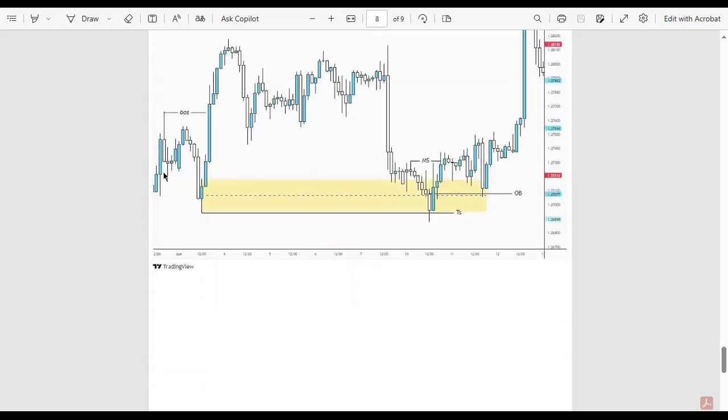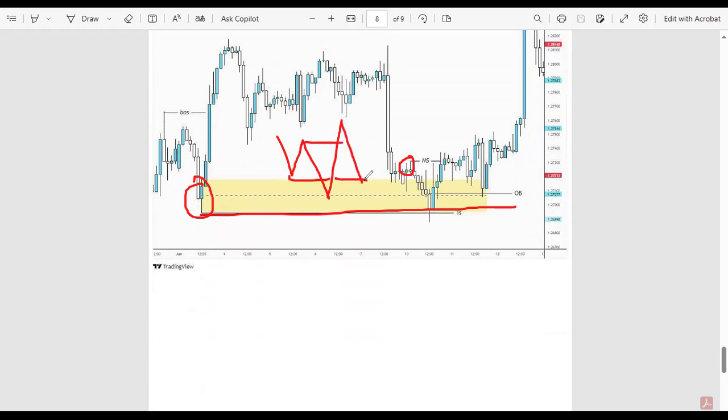Another example you can see from here: price disrespected this down order block, then created a market structure shift there. Same thing, price creating this, disrespecting it, creating a market structure shift, price revisiting the same level, and then we take a buy. Same thing as what I showed you.